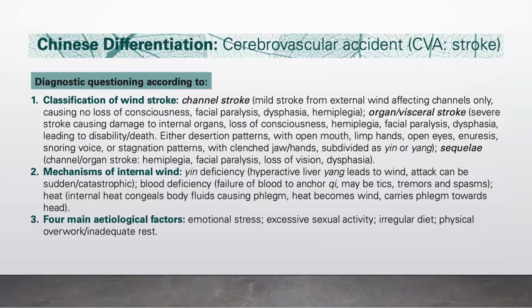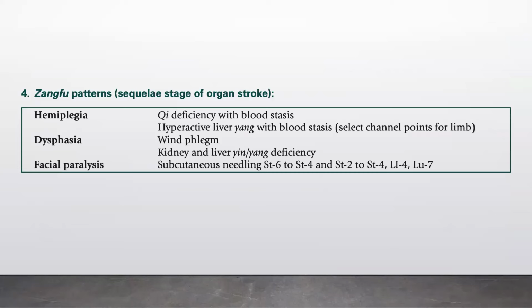Then we have diagnostic questioning according to the 4 main etiological factors: emotional stress, excessive sexual activity, irregular diet, and physical overwork or inadequate rest. Now we have the Zhangfu patterns, the sequelae stage of organ stroke. Hemiplegia, the patterns are qi deficiency with blood stasis, hyperactive liver yang with blood stasis.